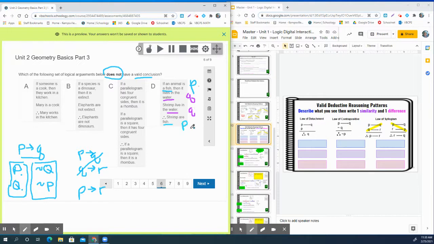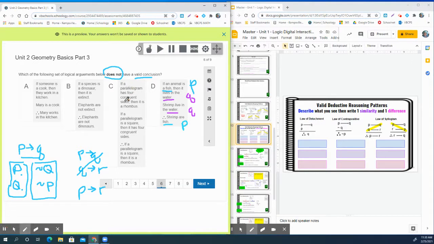Does that pattern follow one of our logic laws? Did we detach it? Did we switch it and negate it? Or is it not valid? Anybody? So I'm hearing somebody thinks it's C.